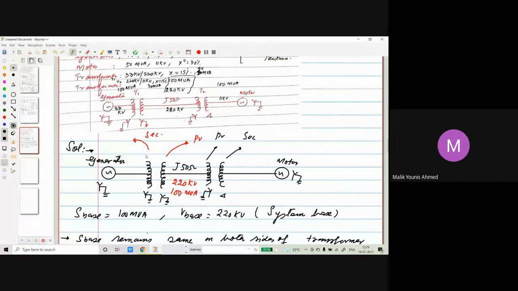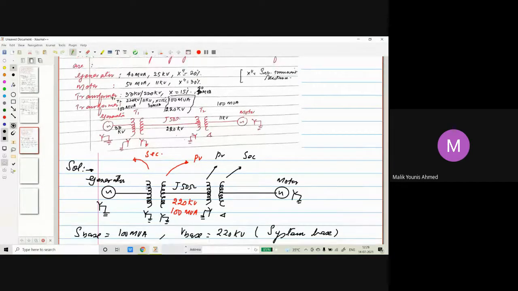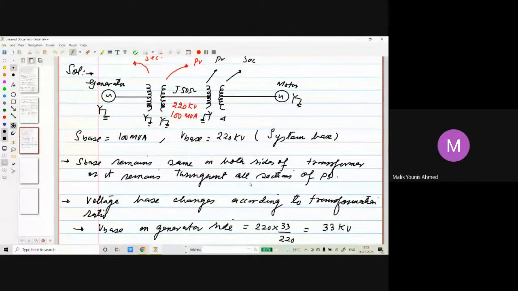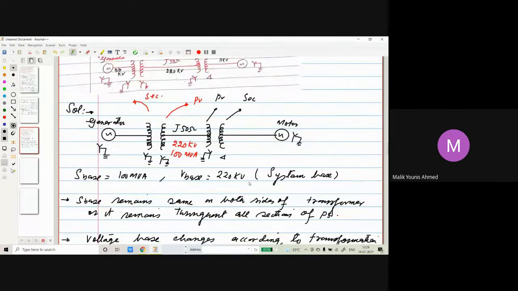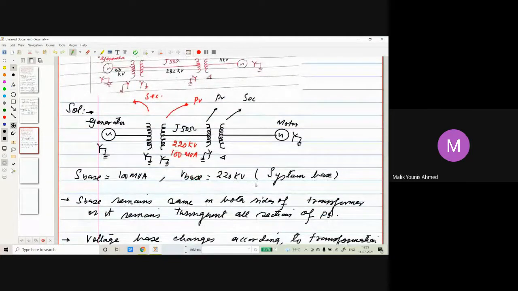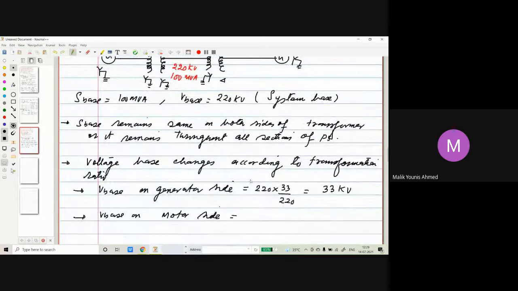Similarly, when we are moving from here, the primary side of transformer 1 is 33 kV, so we are getting 33 kV here. So that should match always. If it is mismatching, then somewhere you have made a mistake. Whatever values you are getting in the base values should match with the secondary or primary side of the transformer, depending on which side of the transformer you are finding the base values.